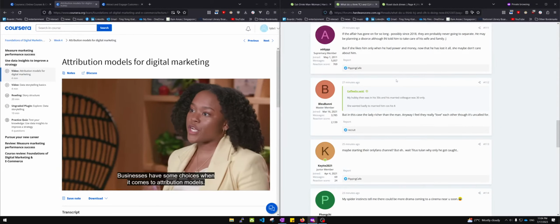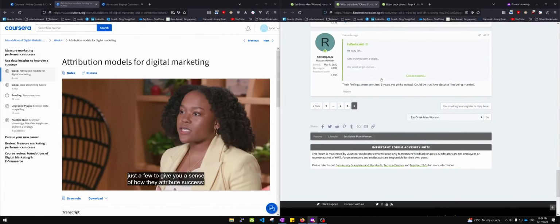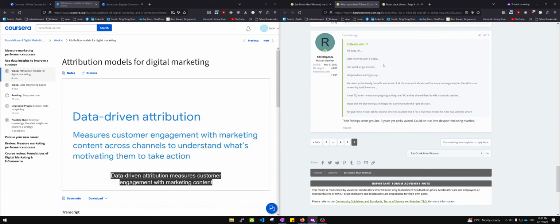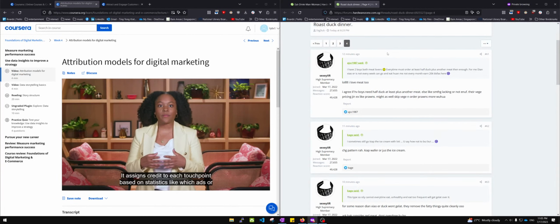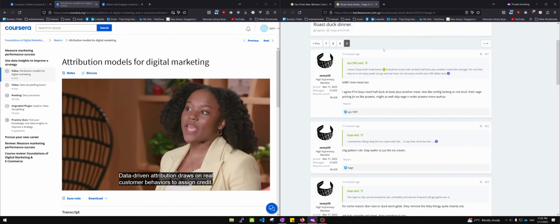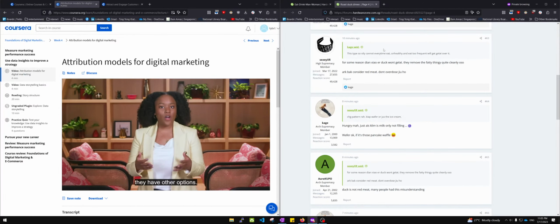Businesses have some choices when it comes to attribution models. We won't go over all of them here, just a few to give you a sense of how they attribute success. Data-driven, first click, last click, and linear. Data-driven attribution measures customer engagement with marketing content across channels to understand what's motivating them to take action. It assigns credit to each touch point based on statistics, like which ads or keywords most often lead to conversions. Data-driven attribution draws on real customer behaviors to assign credit. But if you don't have enough meaningful data for this model, they have other options.